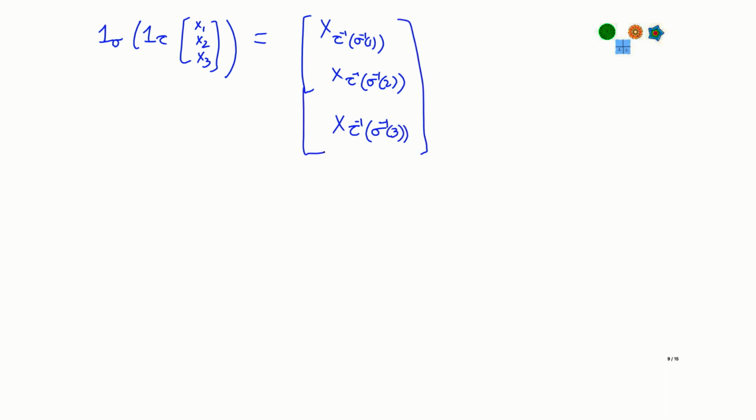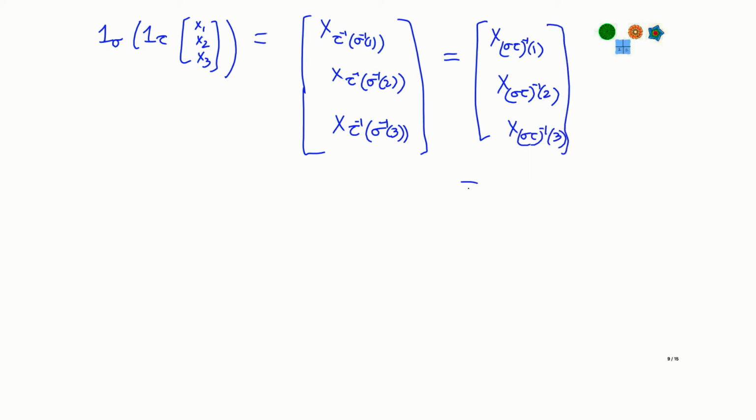Finally, I conclude that this is the same as x sub tau inverse sigma inverse, which, remember, is just sigma tau the whole inverse. So x sub sigma tau the whole inverse 1, 2, and x sub sigma tau the whole inverse 3. Okay, so that's the same as what we got on the left hand side. So this proves that axiom 3 holds. In other words, it's a left module.